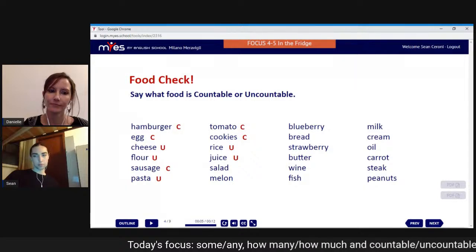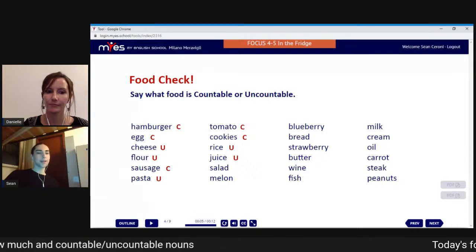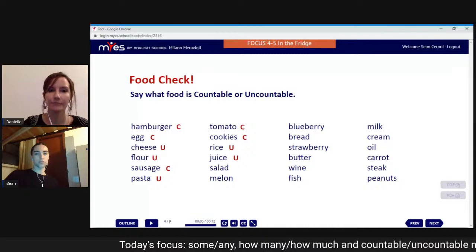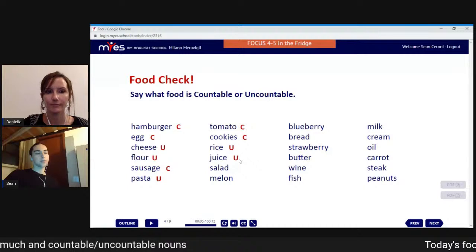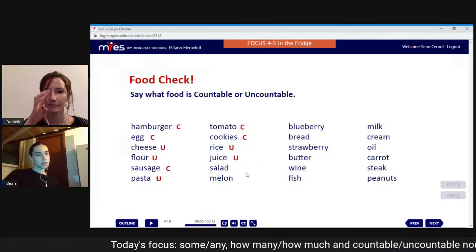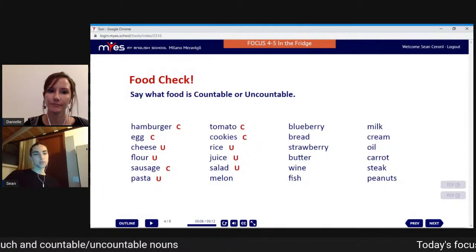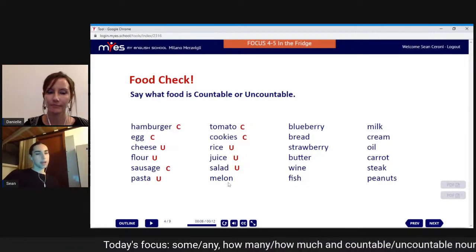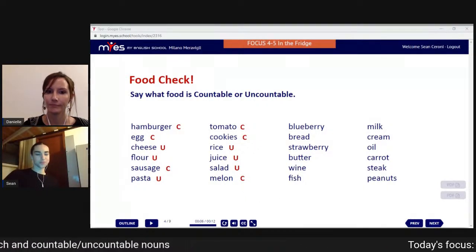It's always uncountable. To speak about it in countable terms, you'll always speak about a glass of juice, or two glasses of juice, or a bottle of juice, two bottles of juice. So when something is uncountable, you always have to talk about the container to talk about one or two or three. And salad is uncountable, similar to pasta or rice. You don't talk about one salad, two salad. And melon, like tomato, it's a fruit, it's countable. You can talk about one or two.